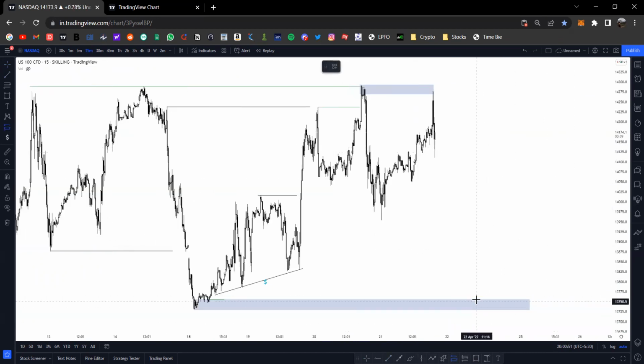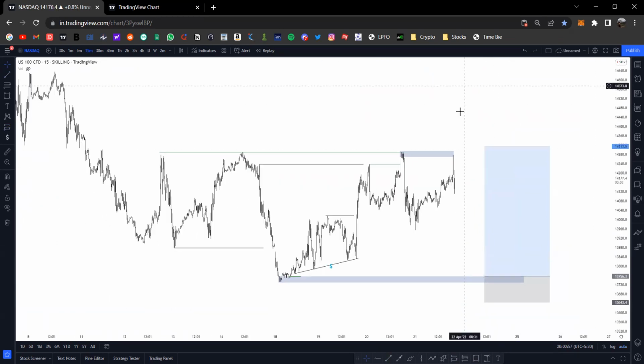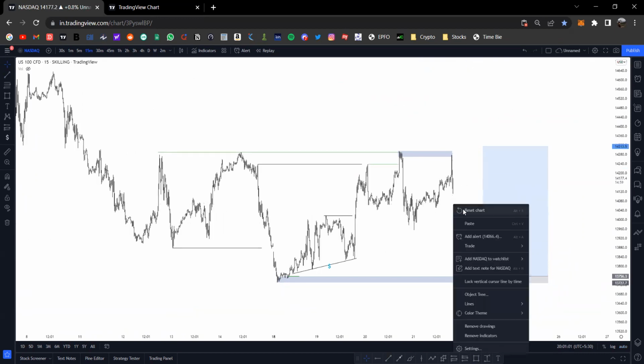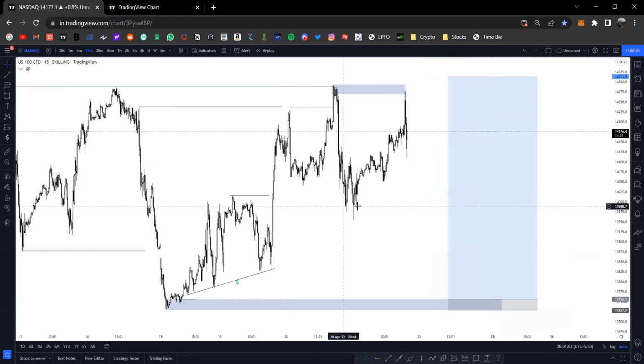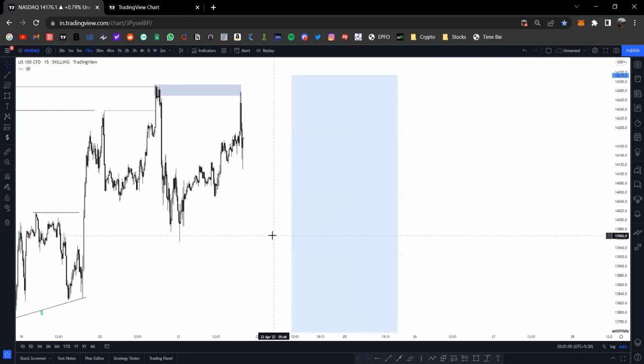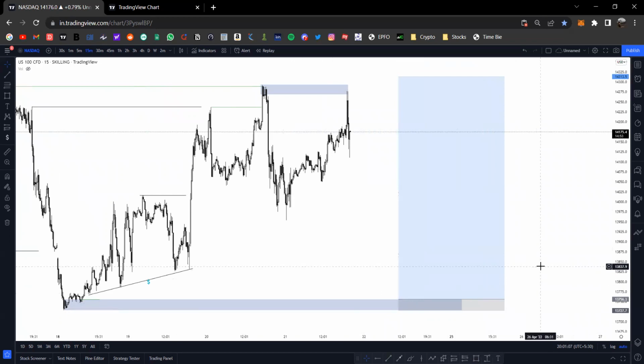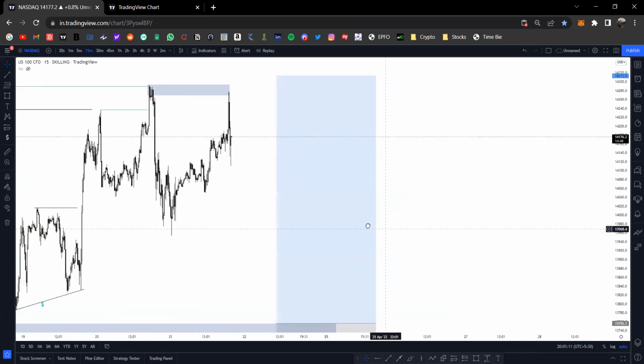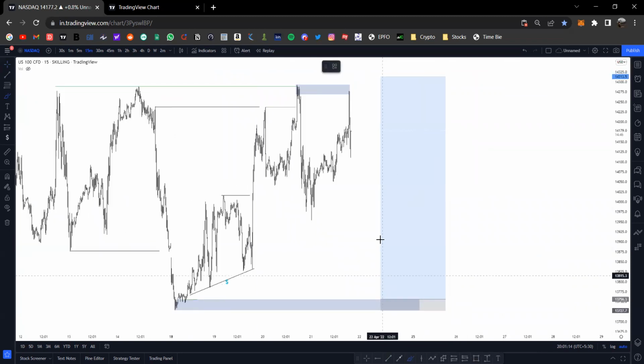So what I will do is wait for price to come in here and take out all this liquidity. So that's what I do. And I won't put my full limit order if I'm using one lot. I will do the same thing here.